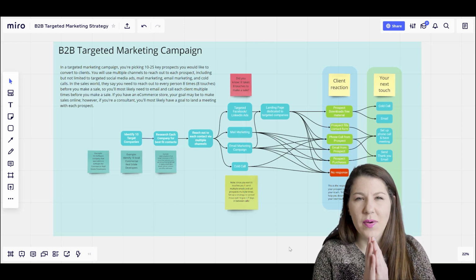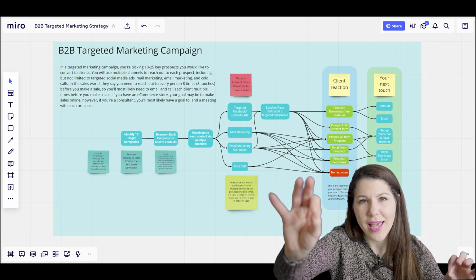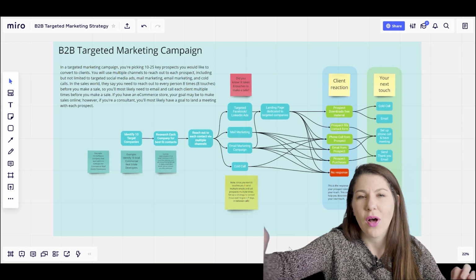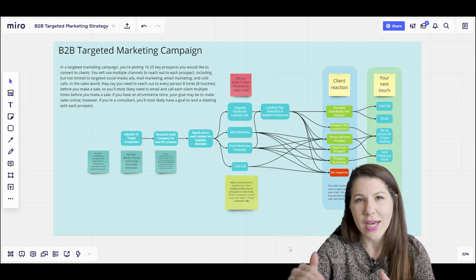So this isn't necessarily linear. If you're going through these paths, they may pick up on one point of contact and reach out to you then, and you can call them after that. It's kind of sporadic and you have to be very organized.